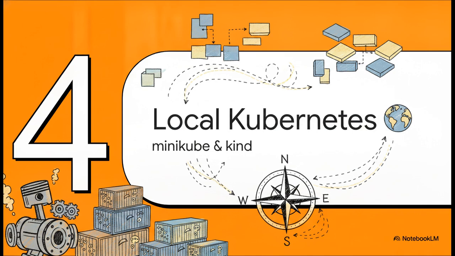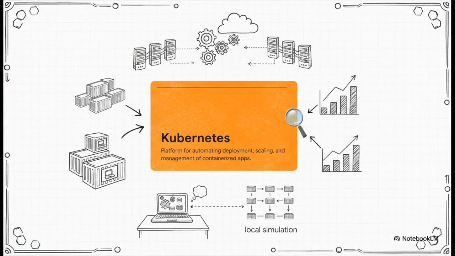Next up is Section 4, Orchestrating with Local Kubernetes, Minikube and Kind. So that orchestration system we mentioned, that's Kubernetes. As defined here, it's a powerful platform for automating the deployment, scaling, and management of containerized applications. Basically, when you move from running a single container on your laptop to dozens or even hundreds in a production environment, you need Kubernetes. And to develop for that effectively, you need a way to simulate that complex Kubernetes environment right here on your local machine.